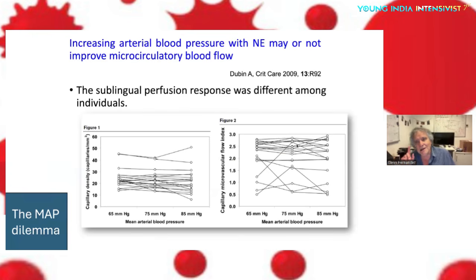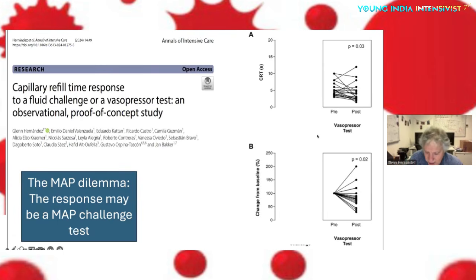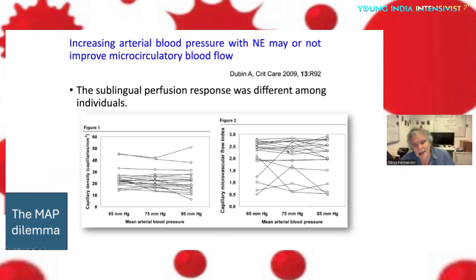But Arnaldo Dubin from Argentina, in 2009 actually, subjected a cohort of 20 patients, in a physiological study, in whom he was assessing microcirculation at the tongue, and he increased MAP from 65 to 75, and then to 85. And you see some patients improved. This is the microvascular flow index of the microcirculation under the tongue. They improved with this MAP rise, compared to other patients who deteriorated the flow.